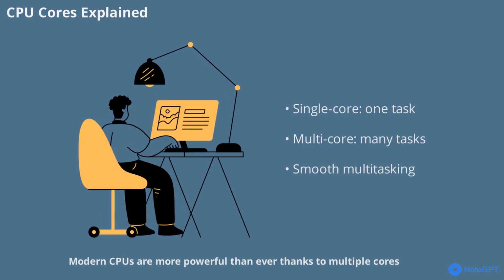Modern CPUs are more powerful than ever, thanks to multiple cores. A single-core processor can handle only one stream of tasks at a time, but multi-core processors can divide the workload. This means your computer can game, stream, edit, and run background apps all at once without slowing down. That's why modern systems feel smoother and faster, even when you're multitasking.